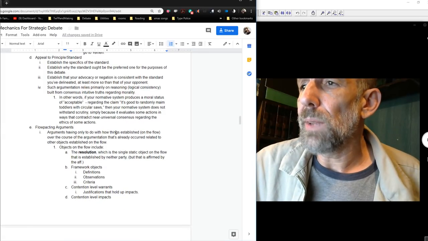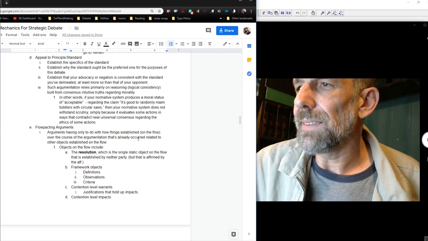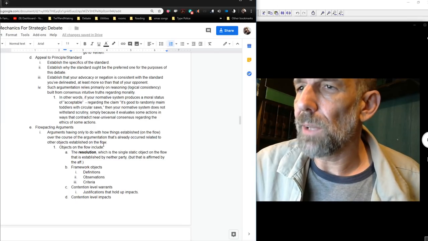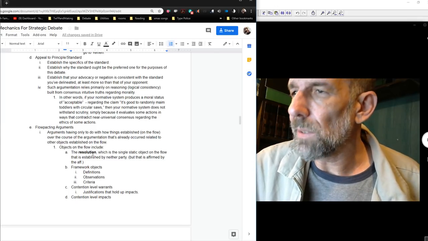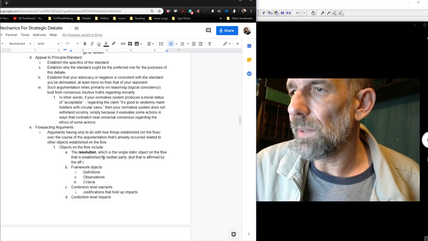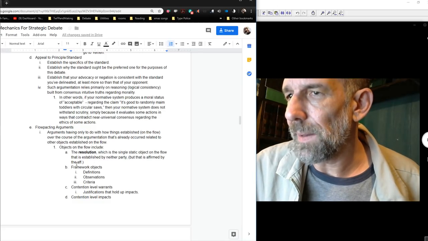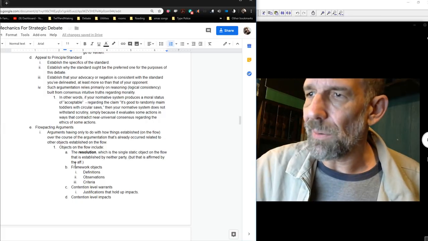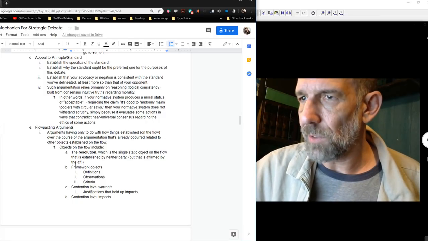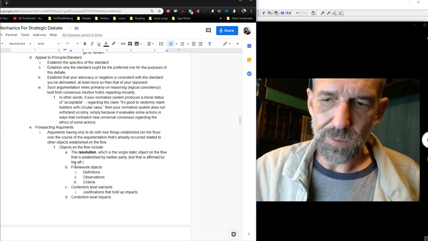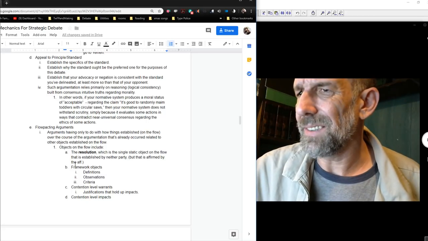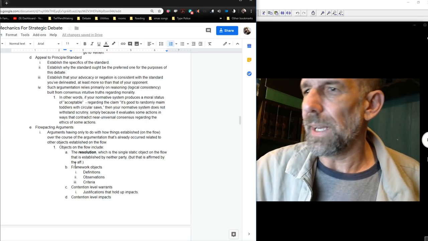Flow packing arguments. Arguments having only to do with how things established on the flow over the course of the argumentation that's already occurred related to other objects established on the flow. Objects on the flow that include the resolution, which is a single static object on the flow that is established by neither party, but that is affirmed by the AF. In reality, in street argument, it's established by the person who's making the claim that's disputed. So it's a person who says, man, man, man, man, and you go, I don't think that's true. Well, then they're the AFF and you're the NEG.